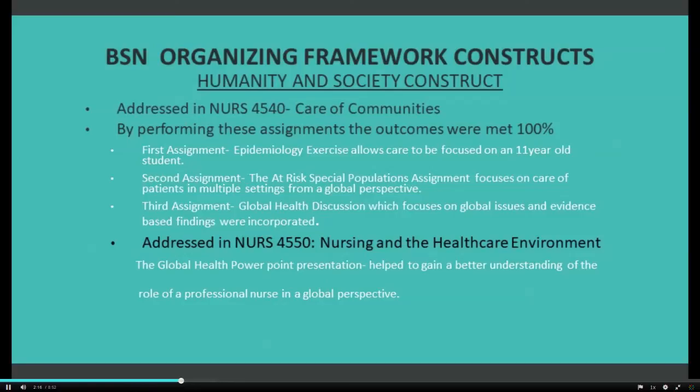This outcome was also addressed in Nursing 4550, Nursing and the Healthcare Environment. The Global Health PowerPoint presentation helped to gain a better understanding of the role of a professional nurse in a global perspective. By performing these assignments, I felt the outcomes were met 100%.